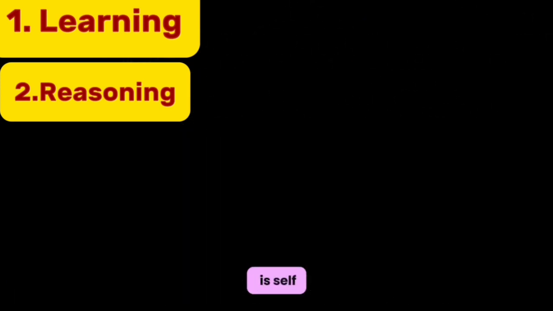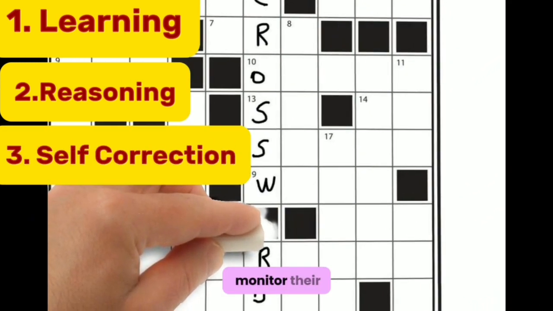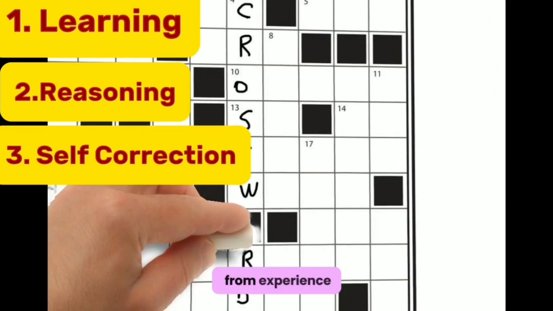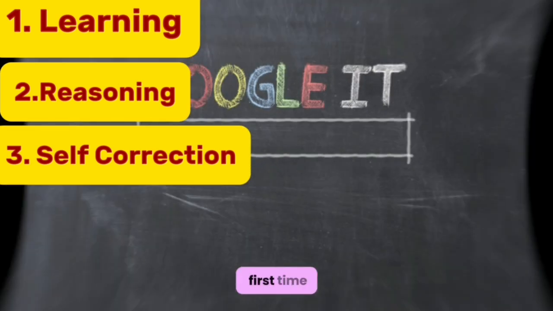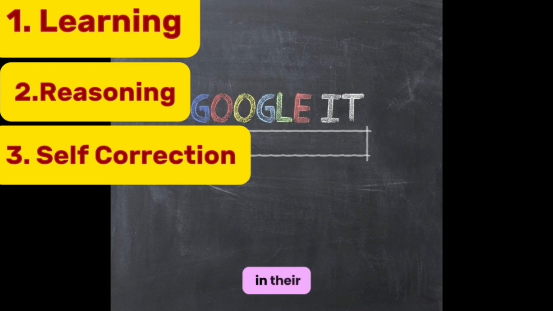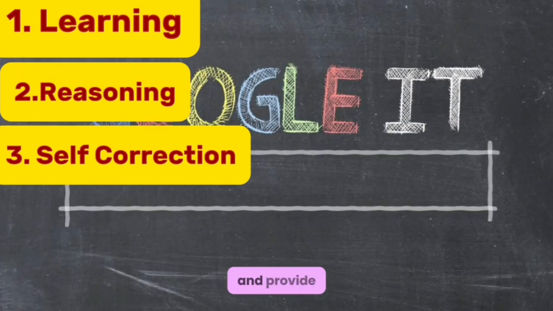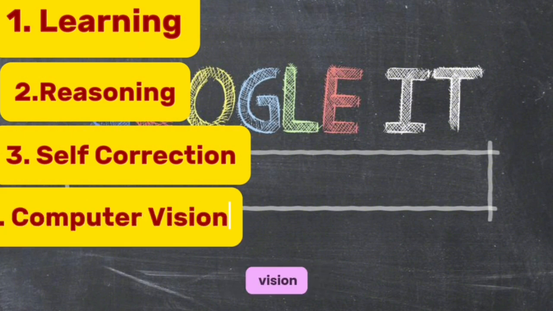Number 3 is self-correction. AI can monitor its performance and learn from experience. Like you may know, Google was not that authentic when it was first launched. It had many flaws in its results, but now over time it has overcome all the mistakes and provides 100% accurate results.